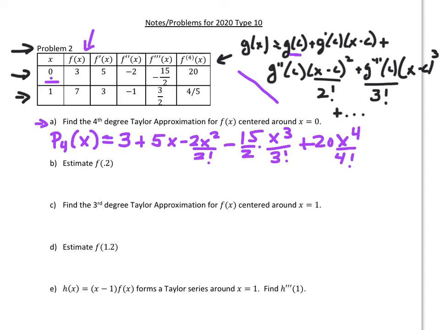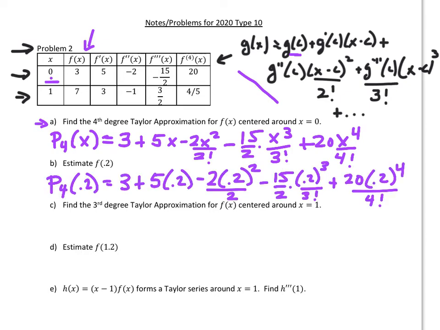Part B says find the estimate. All you do is wherever you see x, plug in 0.2. Now, I don't think that they would take something that had this many pieces and have you plug in 0.2 to it. That might be third order, but I just did fourth order as a practice.